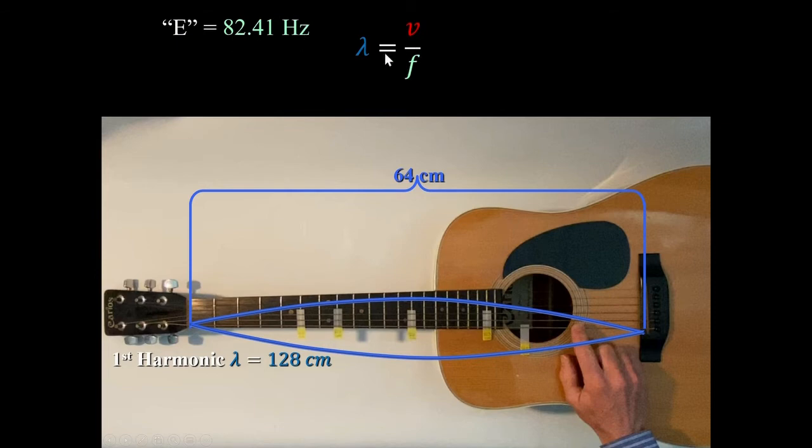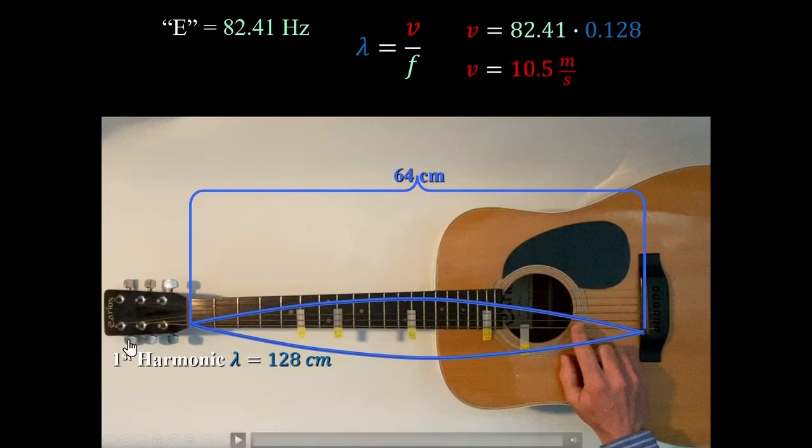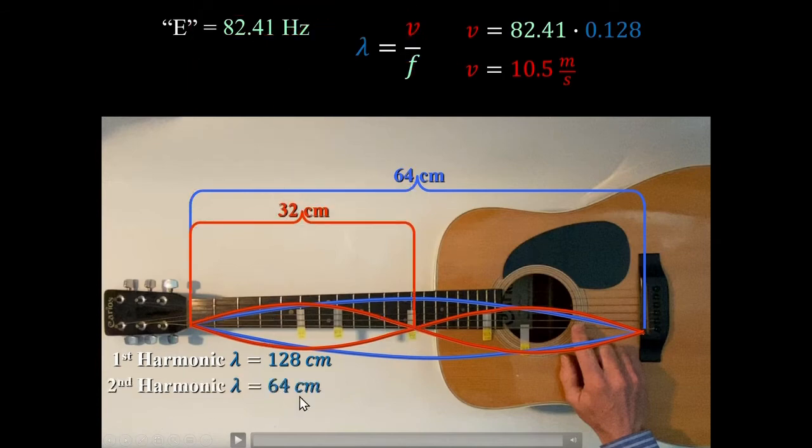So if I know the frequency and I know the wavelength, I could find out how fast those waves are moving back and forth on that string, about 10.5 meters per second. If I tighten that string, I can make them move faster. It wouldn't change the wavelength, it would change the frequency. Another way that string could vibrate is having a node right here in the middle, and half a wavelength is 32, so the whole wavelength is twice that.